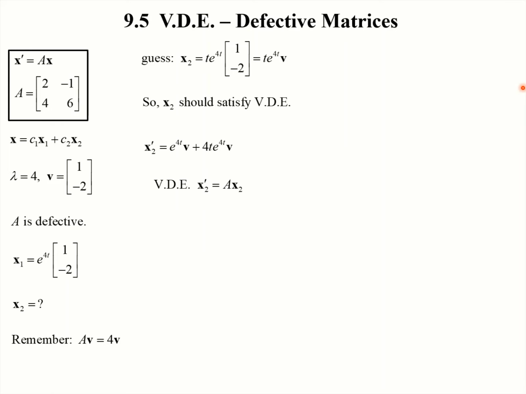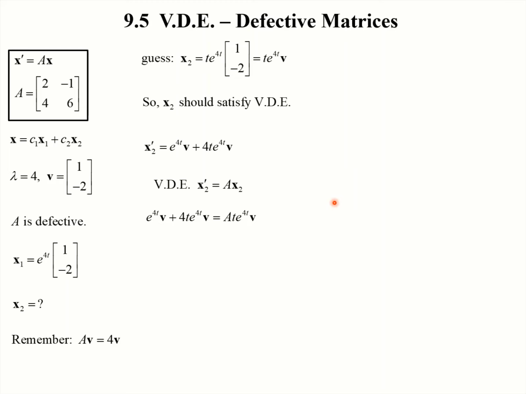So there's the vector differential equation with x2 plugged in, and look what we have. The x2 prime became this, that's what we found, and then we have A, which I didn't write out, and that's all right, it's just that matrix up on the top left. And then we have x2, which is t e to the 4t v. So what do we have here?